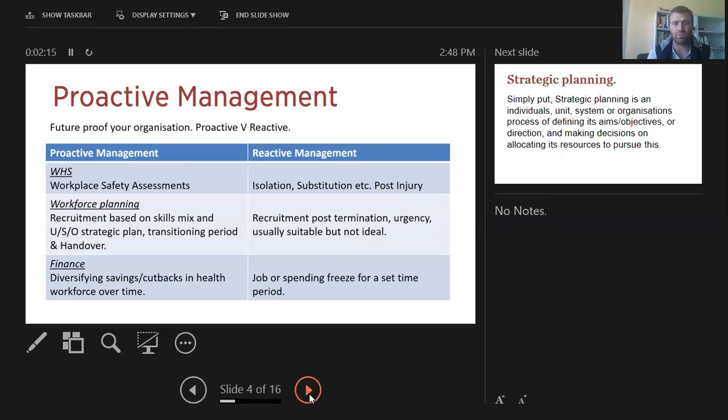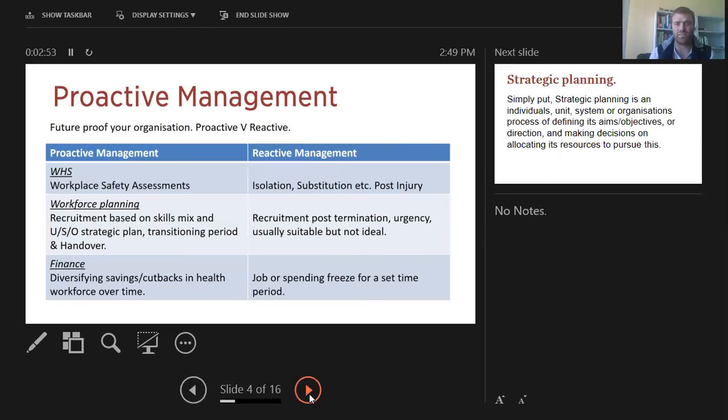It's been seen that most organisations that take a proactive management approach to different areas of their business seem to future-proof their organisation. They can develop a strategic edge, or if it's a business idea, they have that niche market cornered because they've been really proactive in thinking about what the future is going to look like and how they can establish themselves as a key driver in that. The examples I've given here are three: work health safety, workforce planning, and also finance.